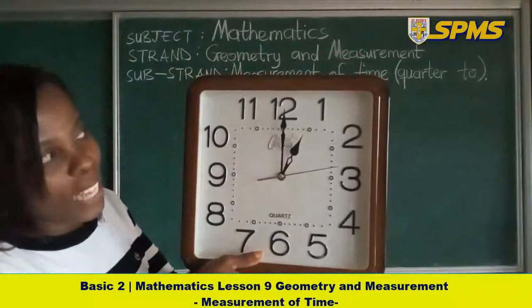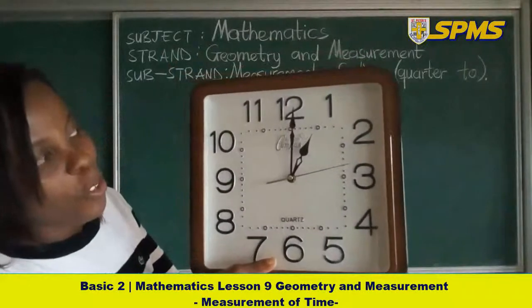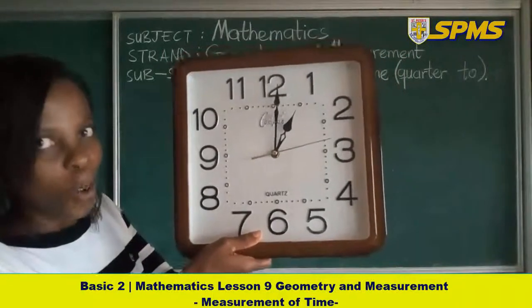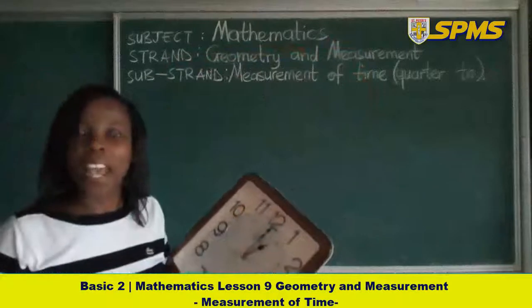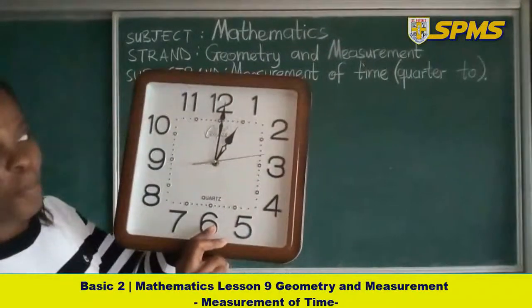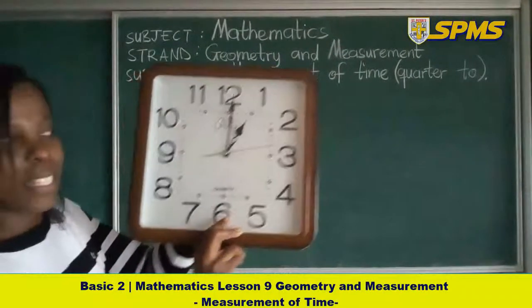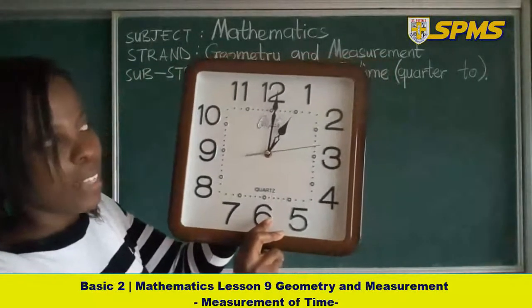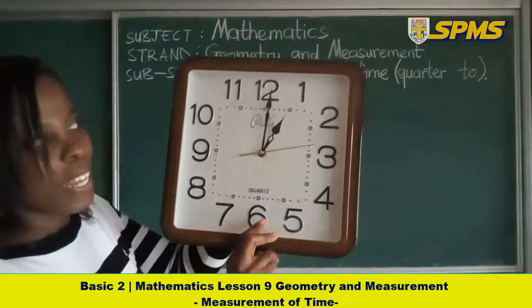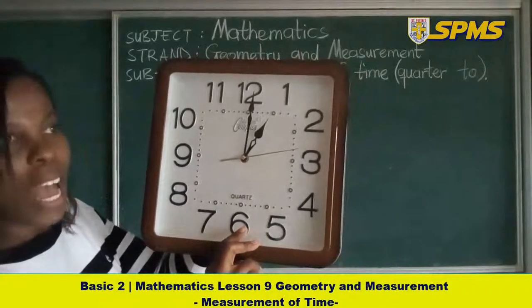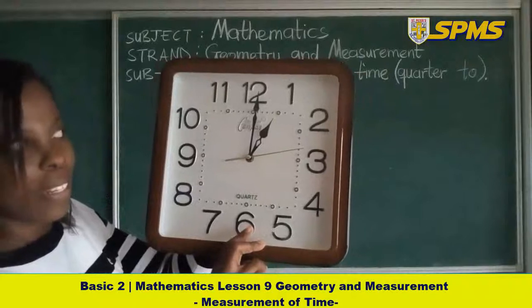So now the minute hand is on 12. So what is the time? 1 o'clock. Let's try another example. Now what is the time? The time is 1 o'clock because the hour hand is on 1 and the minute hand is on 12. So an hour has gone by.